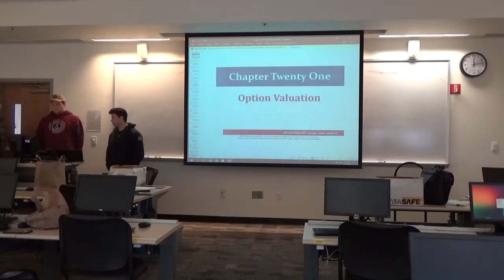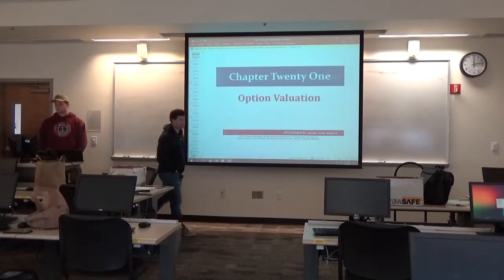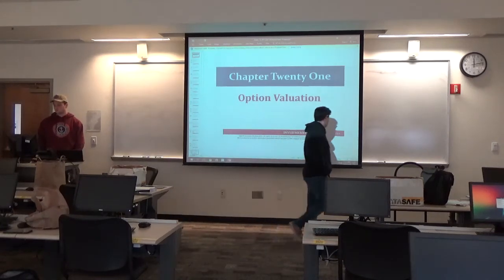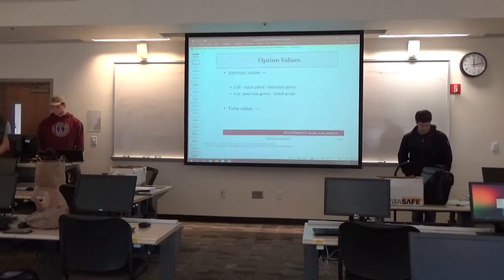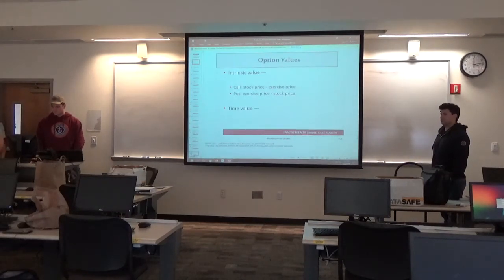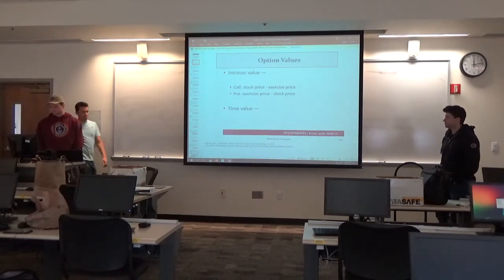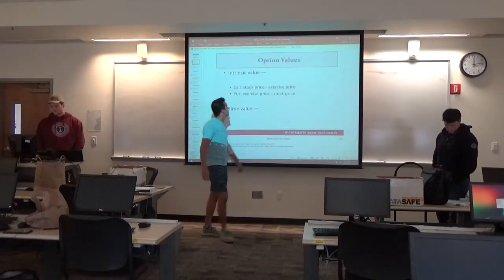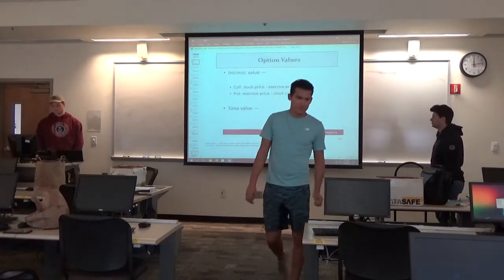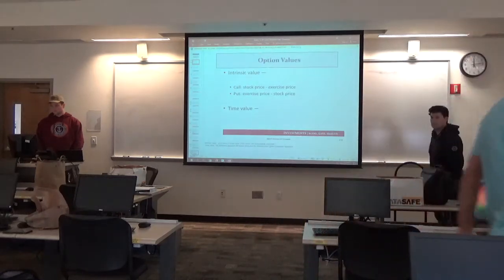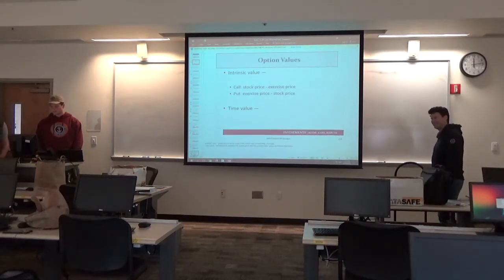I got it ready. So we're on chapter 21, option valuation. Option value: there's intrinsic value, and in that there's the call, which is the stock price minus the exercise price, and the put, which is the exercise price minus the stock price.